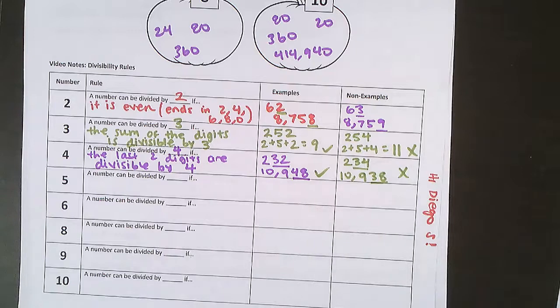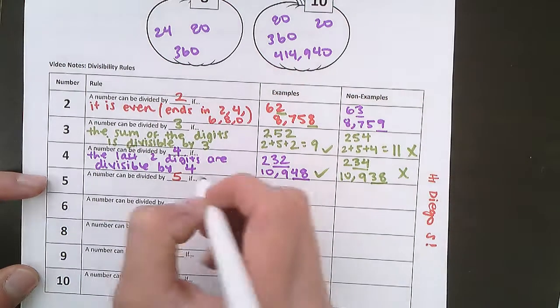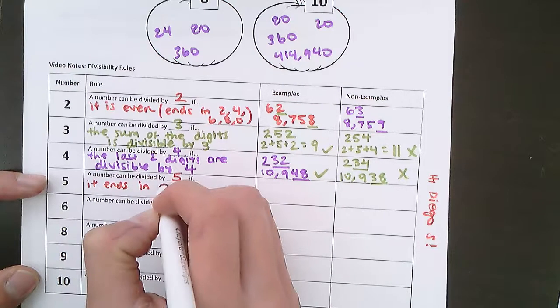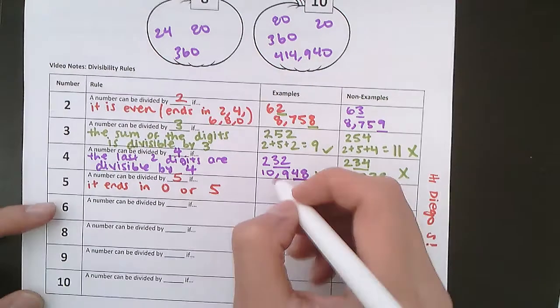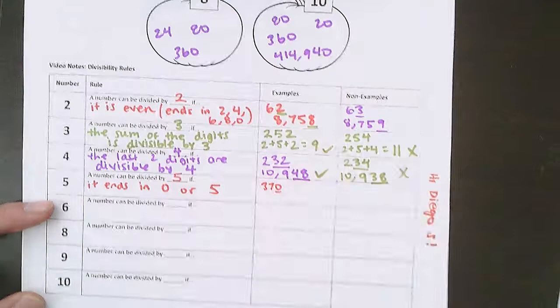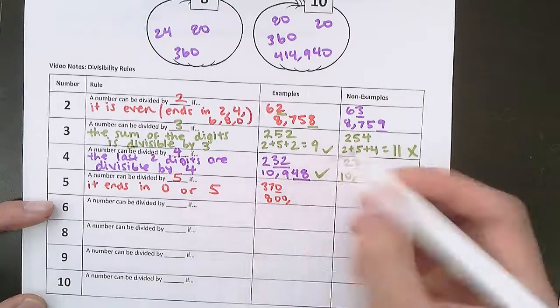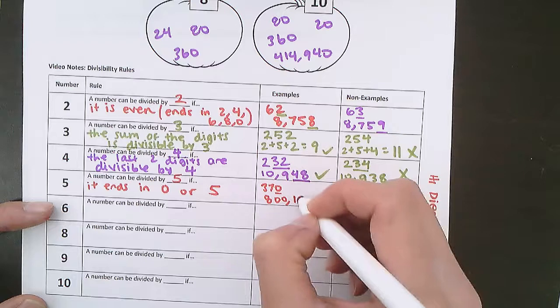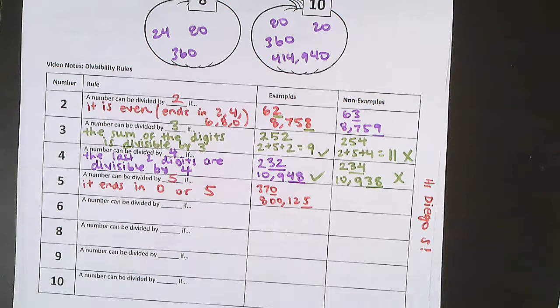For 5, the rule for 5s you might already know. A number can be divided by 5 if it ends in 0 or 5. Some examples: 370, it ends in a 0, or 800,000 and 125. That ends in a 5. That means the whole number can be divided by 5.